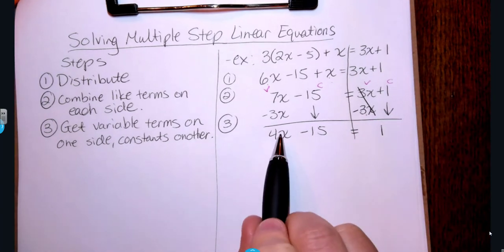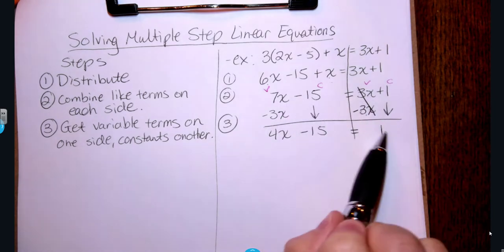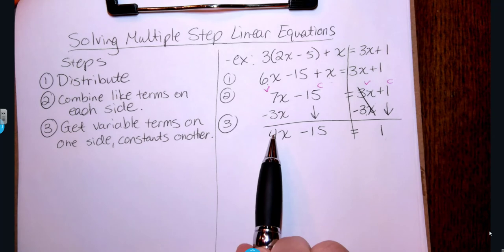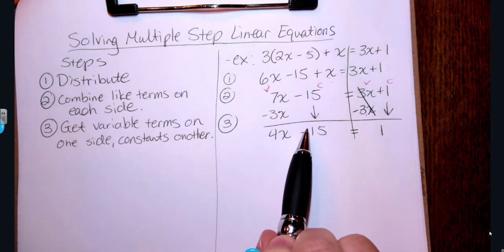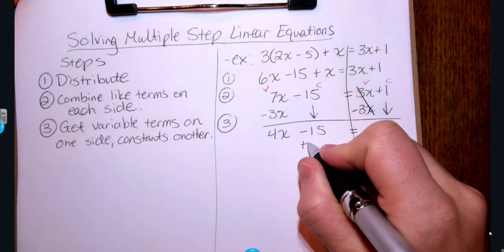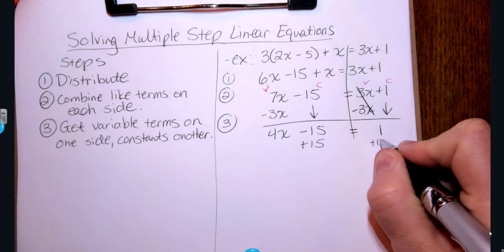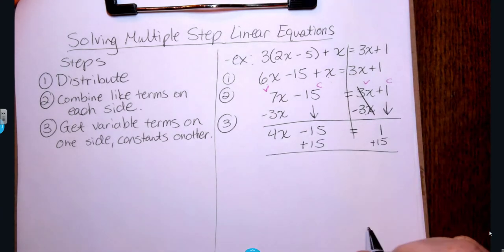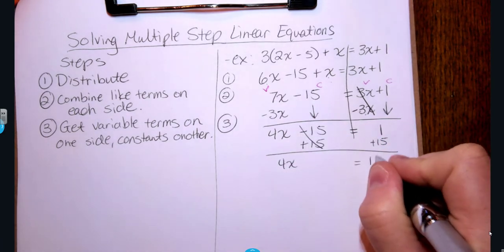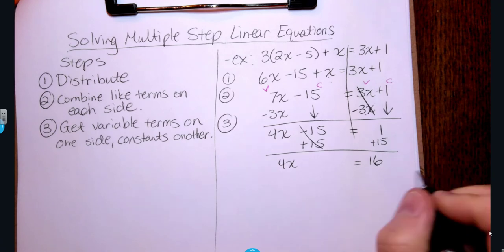So since I got my variables together, now I have to get the constants on the same side. Since I got the variables over to the left, I want to get the constants to the right. To do that, I'm going to have to add 15. Move that 15, get it over to the right side. So now I've got 4x equals 16.